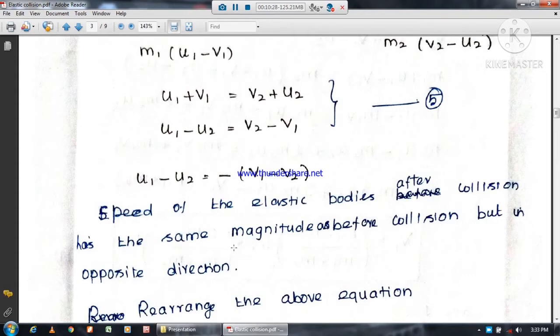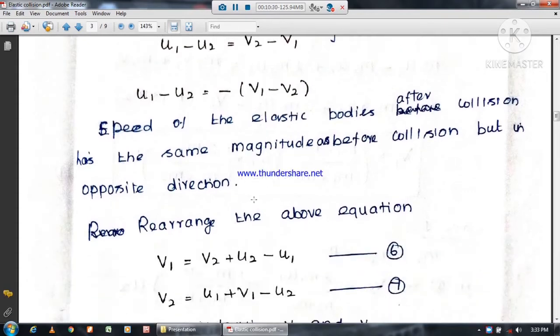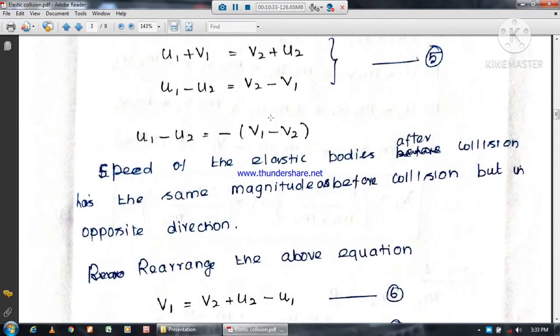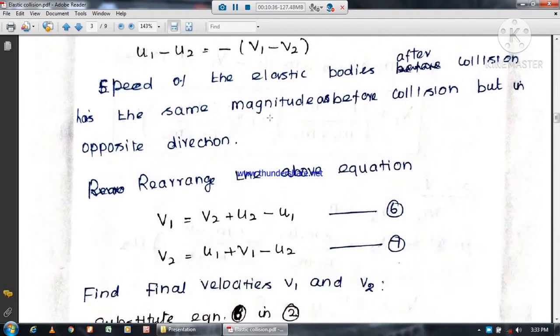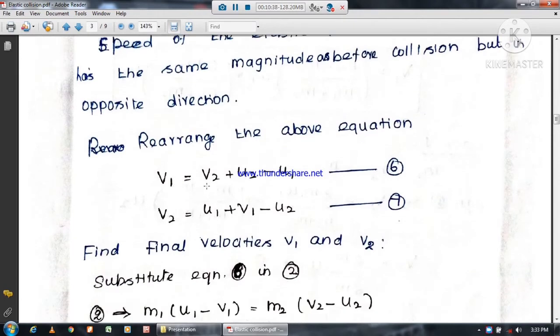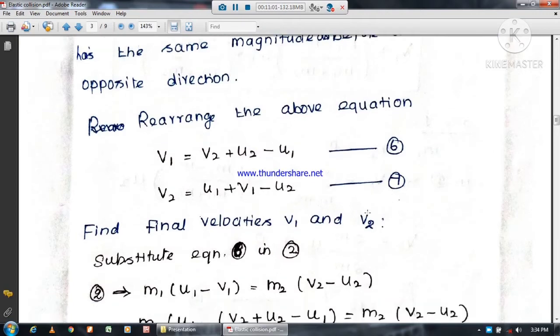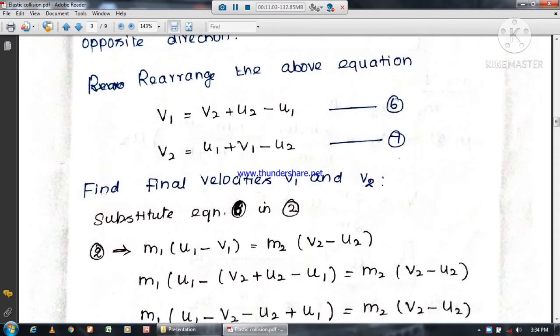Okay. Now we rearrange this equation number 5 and we can find the final velocities v1 and v2. We just rearrange this equation. From this equation, v1 is equal to v2 plus u2 minus u1, and from the same equation we can find v2, which is equal to u1 plus v1 minus u2. So this is equation number 6 and this is equation number 7. Okay. Now we are going to find the final velocities v1 and v2.